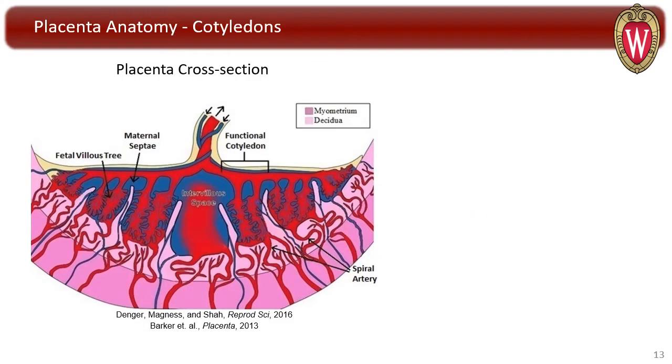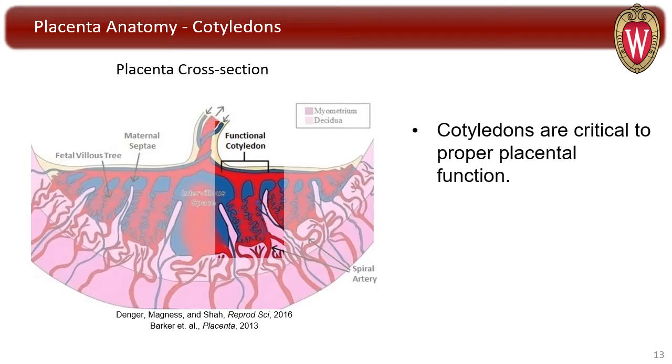Let's take a closer look at the unique vascular bed of the placenta. Note that there is no capillary system and the maternal and fetal blood never mix. Instead, the maternal spiral arteries supply blood into functional units called cotyledons, which bathe the fetal vessels to allow the exchange of oxygen, nutrients, and waste.